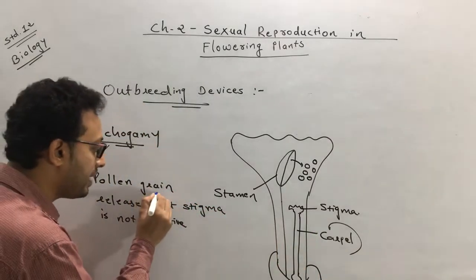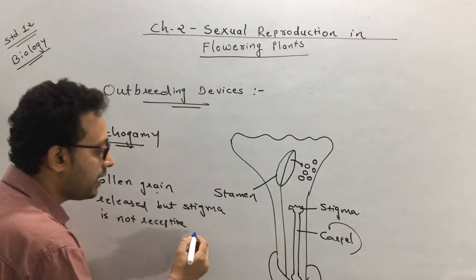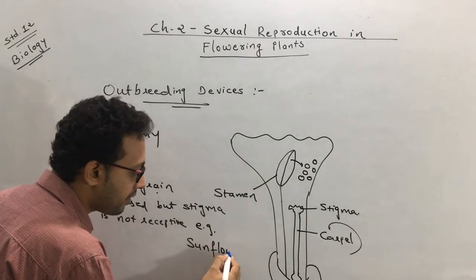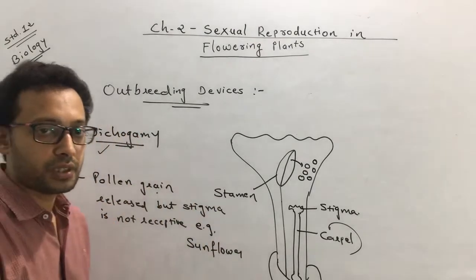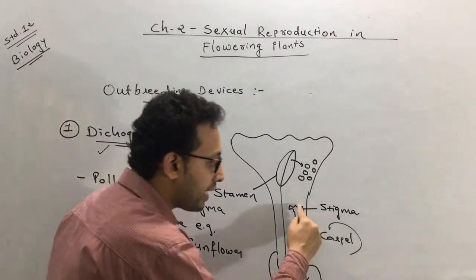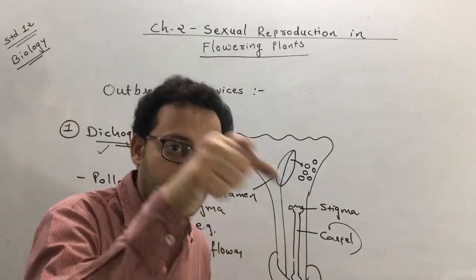So here the pollen grain becomes mature, but the stigma doesn't become mature when the pollen grain is mature, and that is observed in the case of sunflower. This is one strategy adopted in dichogamy. The other possibility is that the carpel becomes mature, but the stamen doesn't become mature at the same time.